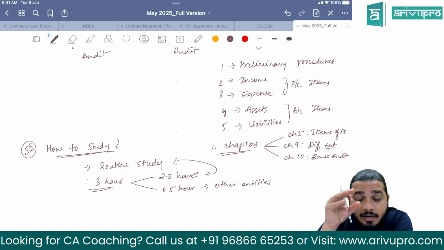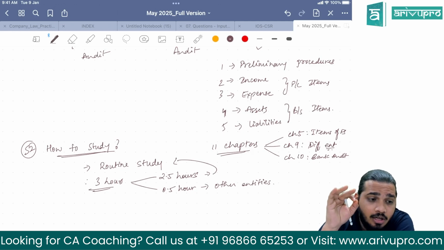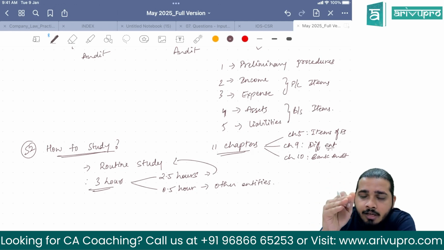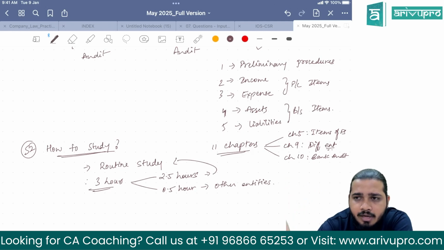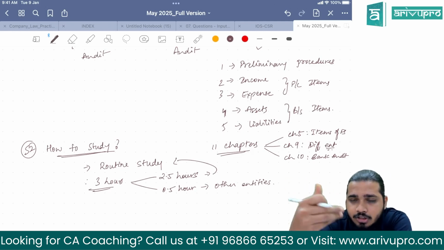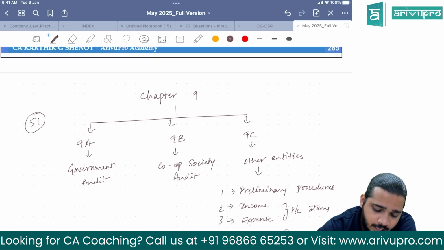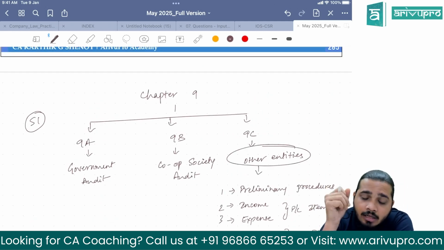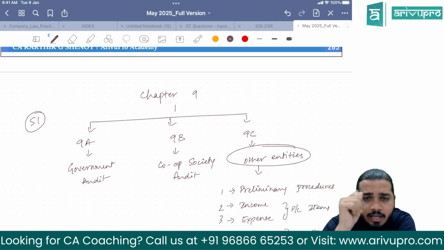This way, effectively you can divide chapter number 9 and study also effectively. When you complete one unit every day, then you will not even know that I have completed a chapter. Once all other entities are done, entire 9C part is done, then go to 9B and then go to 9A.